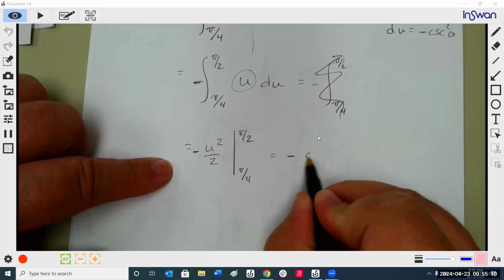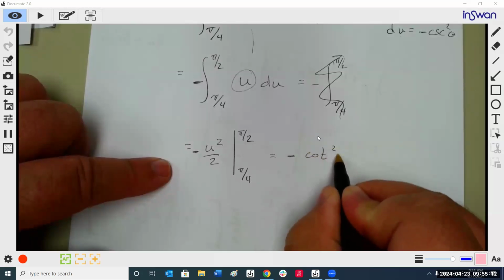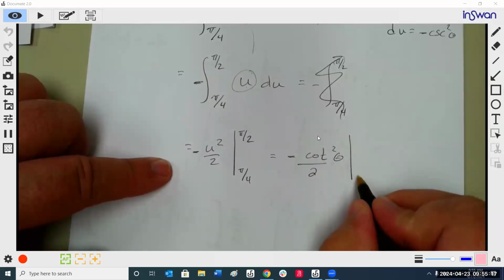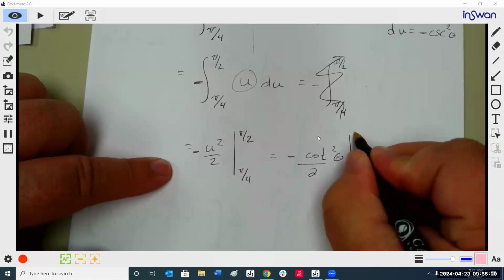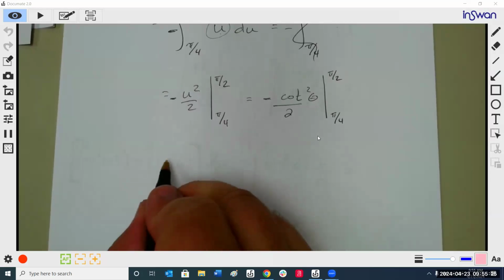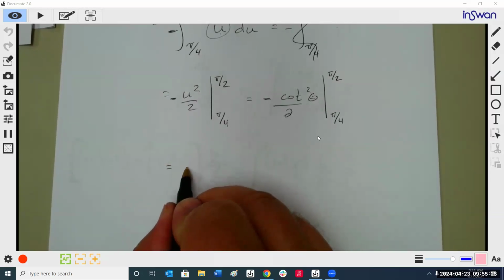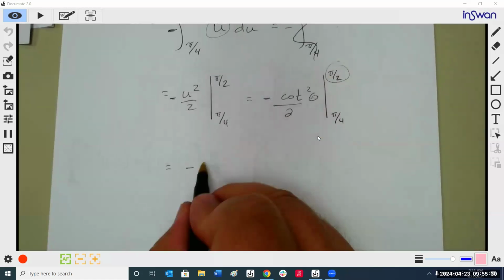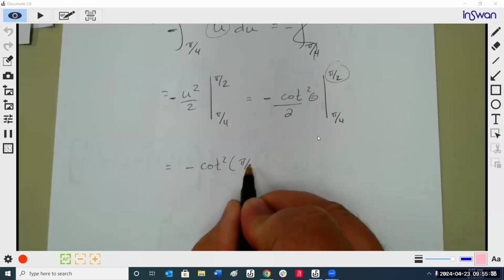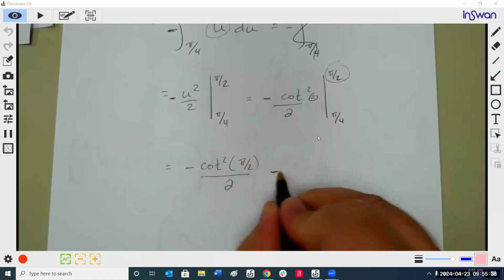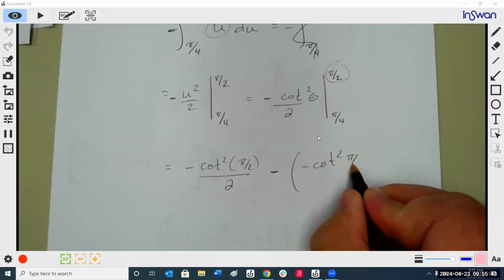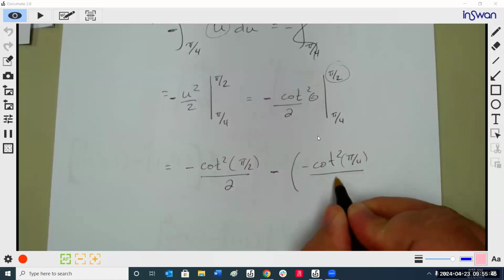U is cotangent squared beta over 2. Now we plug in our points. So we have cotangent squared of pi over 2 minus negative cotangent squared pi over 4 over 2.